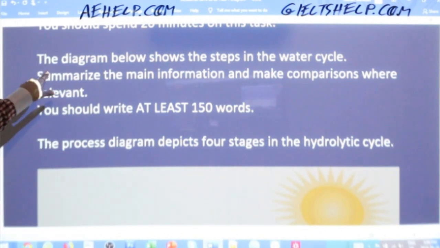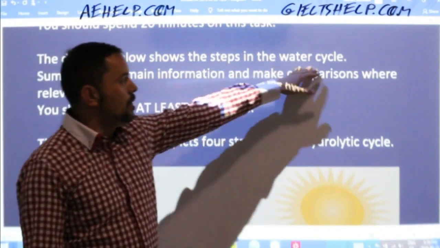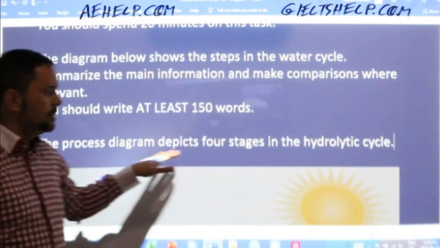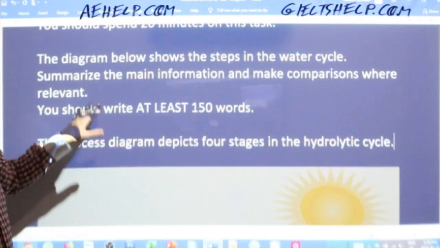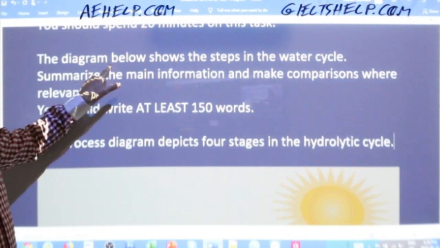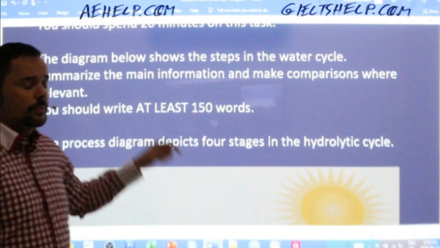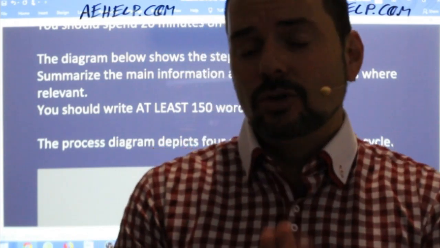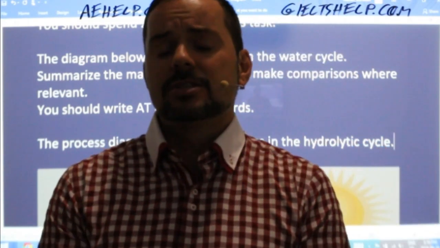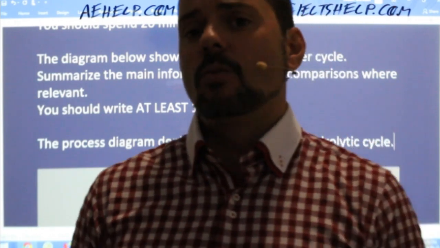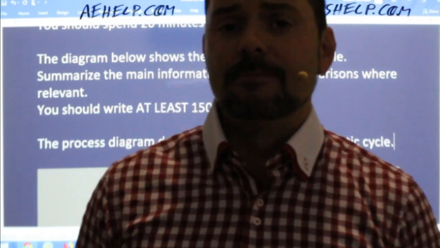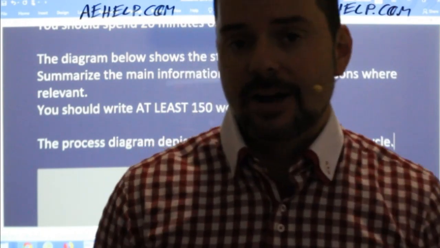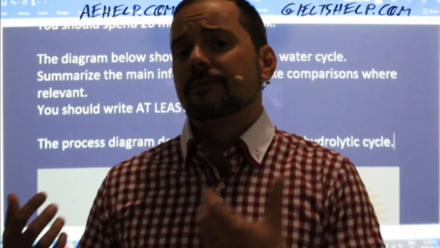Now notice the original. The diagram below shows the steps in the water cycle. The process diagram depicts 4 stages in the hydrolytic cycle. Look how much more advanced and detailed that is than this. Also notice that I didn't paraphrase below. Okay, when you're writing an essay, and students, please, this is for task 1 and task 2, don't refer to positions on the paper. So in task 1, don't write like the diagram below or the diagram above. Doesn't make sense. You have to imagine that the reader can't see the diagram. In your task 2, same thing. Don't refer to locations in your essay.